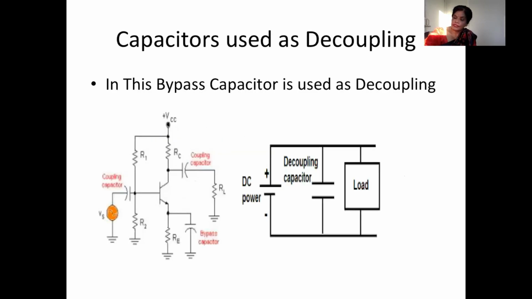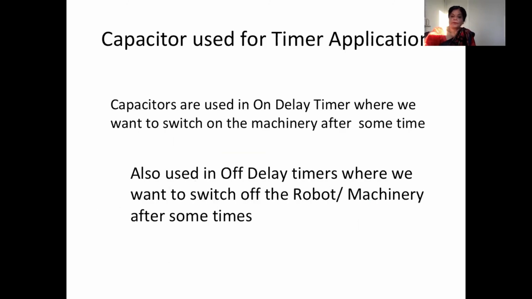Capacitors are used for decoupling also. Like I have shown in this slide, this capacitor we will use as a decoupling capacitor or bypass capacitor. Capacitors are very useful for timer applications, such as on delay timer, off delay timer, where you want to switch on the machinery after some time. Also used for off delay timer when you want to switch off the robot or machinery after some time. So for on delay, off delay, for timing operation, capacitors are a must.